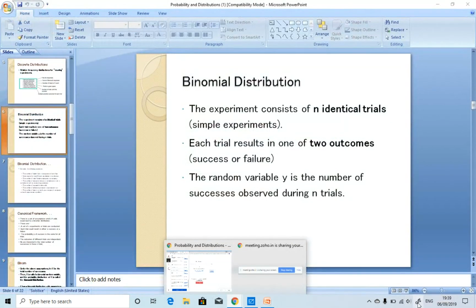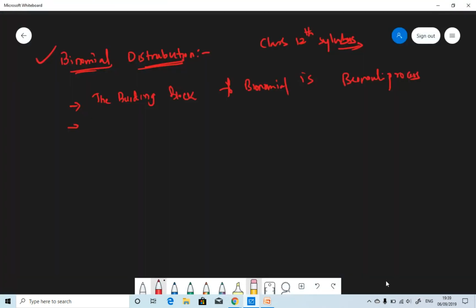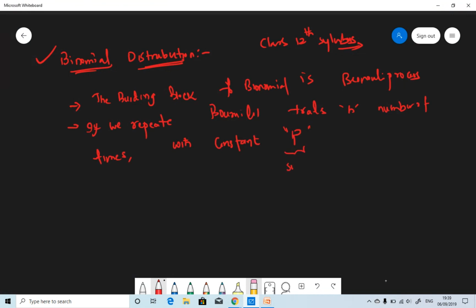We can write it this way. A Bernoulli process is such that if we repeat Bernoulli trials n number of times, with a constant p, where p is for success, then success in each trial is called a binomial process.